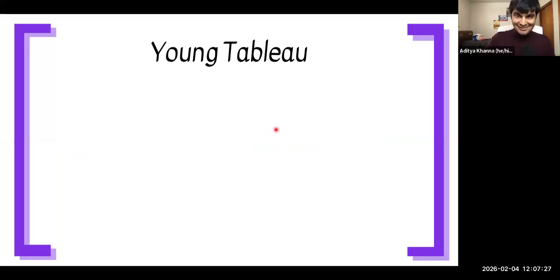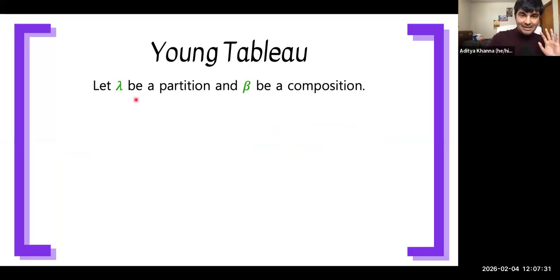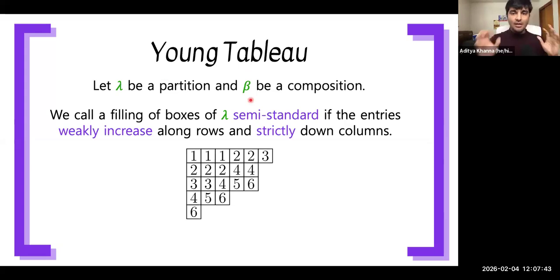Because we now have boxes, we of course want to fill them. So in this case, lambda will be a partition, beta will be a composition. Almost throughout this talk, lambda, mu, and gamma will be partitions, and beta will be a composition. So I'm going to fill it according to some rules. And the rule here is this.